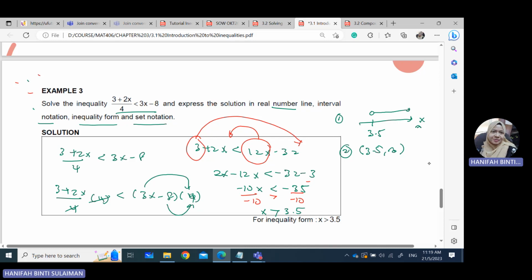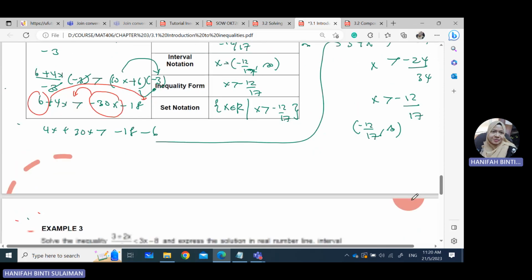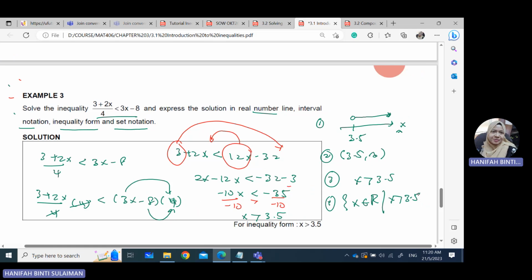So kita guna open bracket sebab yang ini adalah exclusive. 3.5 does not include in x value. Tidak termasuk dalam nilai-nilai x. Number 3, inequality form. Inequality form is x is greater than 3.5. And in the set notation, number 4, set notation, x is a real number such that x is always greater than 3.5. So this one is in set notation, dalam bentuk set.